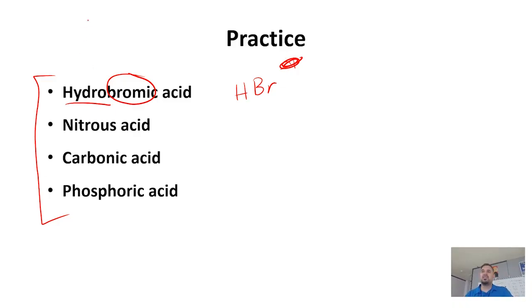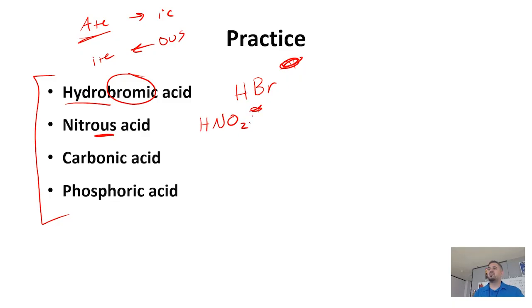All right, next one is nitrous. So as soon as we get to the oxyacids, we're going to bring out the ATE, something icky. So this one ends in OUS. So is this one an ATE? No. So OUS is what? ITE. So nitrous is going to be what? Nitrite. What's the formula? NO2. What's the charge? -1. So how many hydrogens? 1 hydrogen. There's our formula.